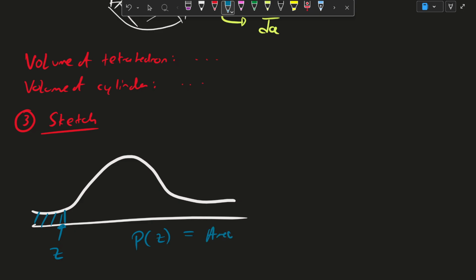Which we will later do once we get to inferential statistics. This isn't actually too bad. But if it was a greater than, it'd be 1 minus that probability. But that's all for later us to think about. So statistics is quite handy.